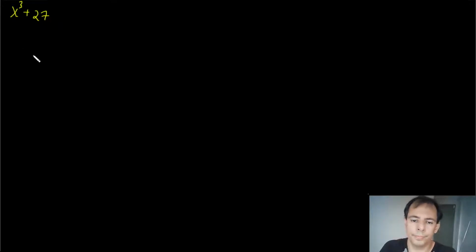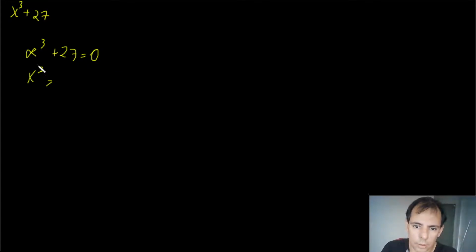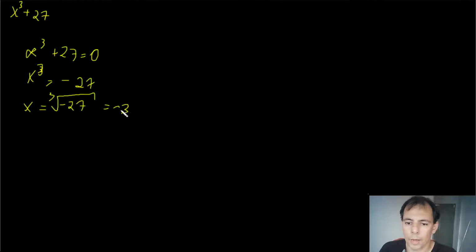Now here we go. In order to find one of the zeros, I'm just going to equate this to 0. So x cubed plus 27 equals 0. X cubed equals minus 27. X equals the cube root of minus 27, which equals minus 3. Minus 3 times minus 3 equals 9, 9 times minus 3 is minus 27. So this is one of the zeros.